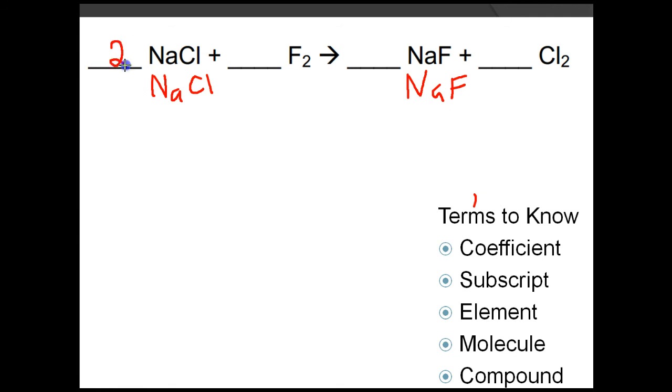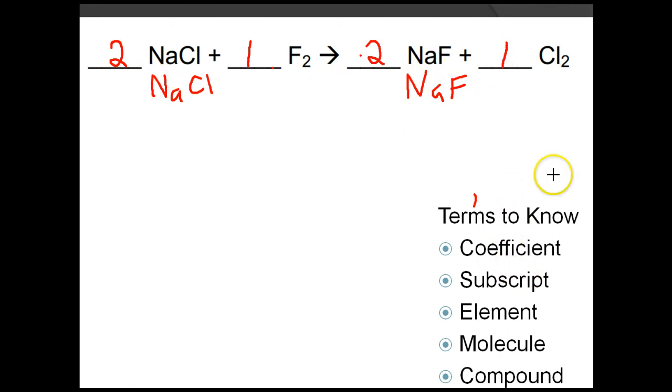So right here we'd put 2 as our coefficient because we have 2 sodium chlorides. 1, 2. Right here we have 1 fluorine, so 1 of those molecules. So we'll just put a big 1 right there. Here, once again, we have 1, 2 sodium fluoride, so we put a 2 here, and then 1 chlorine here. And we are done. Our balanced chemical equation has 2 sodium chlorides, 1 fluorine, 2 sodium fluorides, and 1 chlorine. Alright, so those are all our proper coefficients, 2, 1, 2, 1.